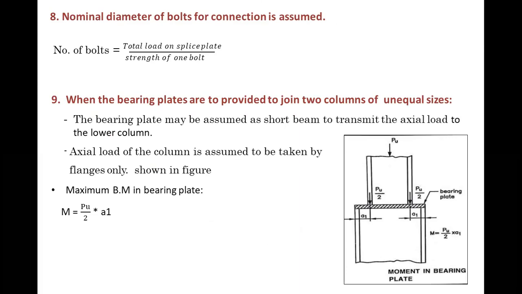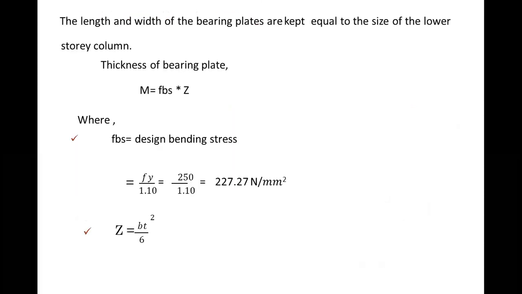Next criteria is when bearing plates are provided to join two columns of unequal sizes. So the bearing plate may be assumed as a short beam to transmit the axial load to the lower column. The axial load of the column is assumed to be taken by flanges only, as shown in this figure. So the maximum bending moment in the bearing plate M is equal to PU by 2 multiplied by A1. The length and width of the bearing plate are kept equal to the size of the lower story column.